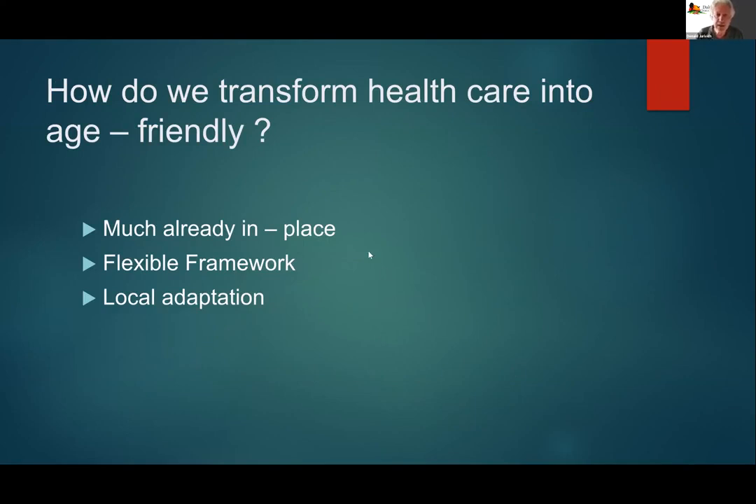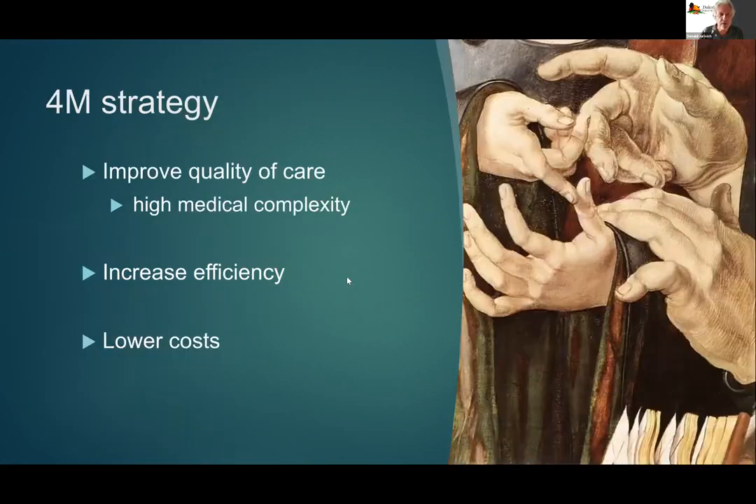So how do we transform healthcare into age-friendly? And the good news is that a lot of this is already in place. There's a lot of flexibility. And again, as I mentioned, there are local changes that need to be considered. So the 4M strategy is to improve the quality of care, also to increase efficiency, and ultimately to lower costs of healthcare by identifying these problems. So how do we know it works?